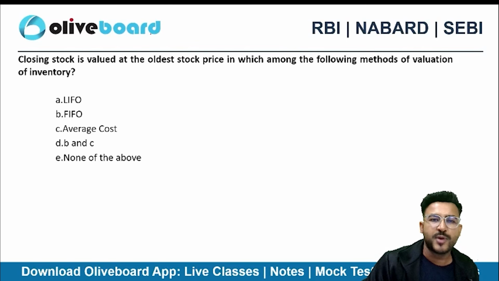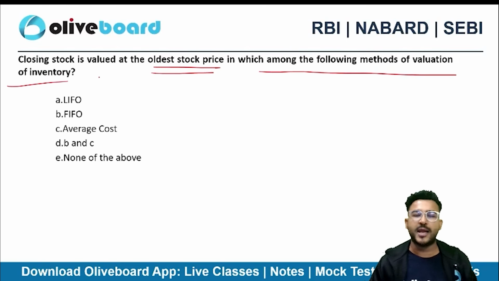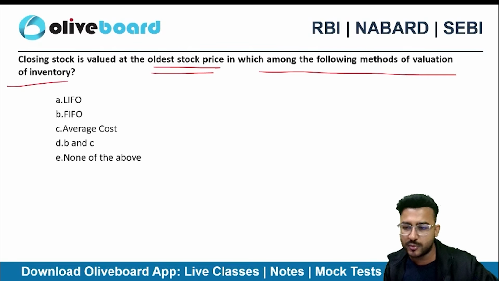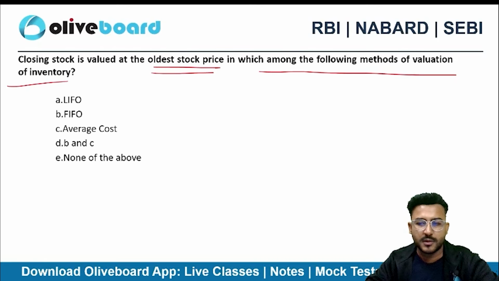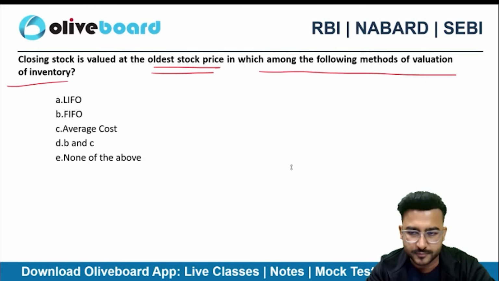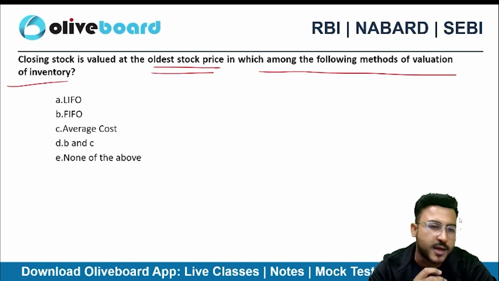Okay, tell me this one. The closing stock is valued at the oldest stock price in which of the following methods of valuation of inventory? I'm valuing the closing stock at the oldest stock price. Which will be the correct choice here?